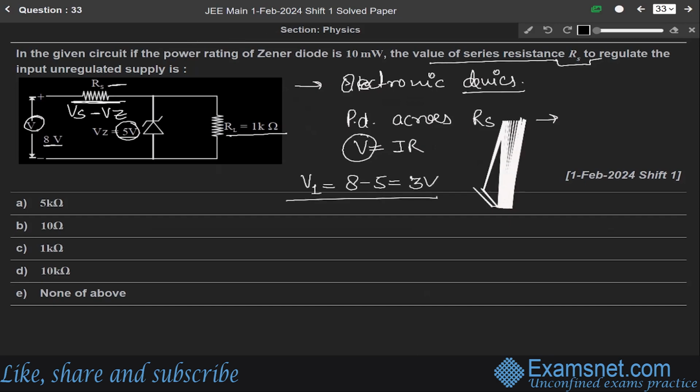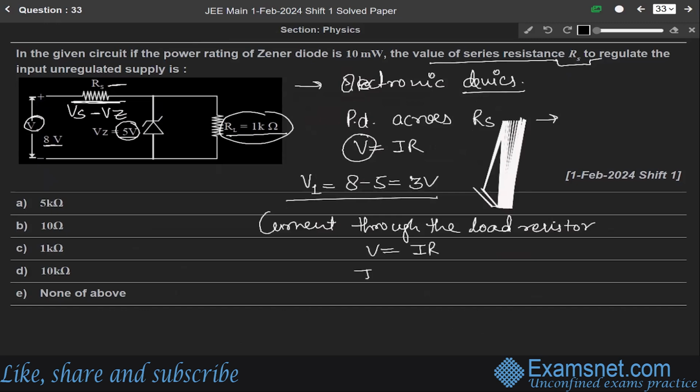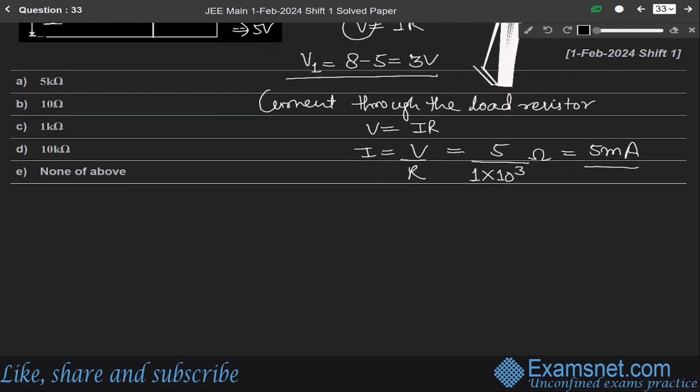Now the current through the load resistor. I equals V over R. Since the breakdown voltage is 5 volt, the voltage here will also be 5 volt. So it will be 5 over R, where R is given as 1 kilo ohm, which is 1 into 10 to the power 3 ohm. That means 5 milliampere. This is the current through the load resistor RL.